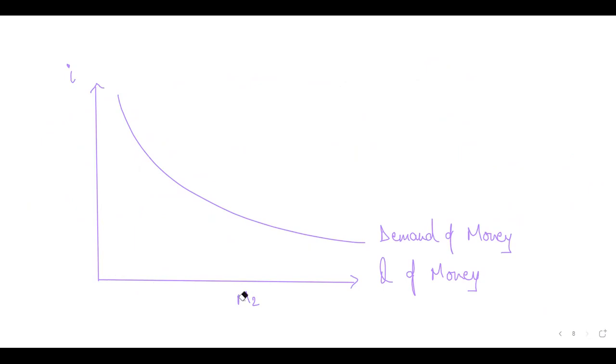Students, are you following me? According to liquidity preference theory, the supply of money would be fixed at any point in time. Therefore, it will be a straight vertical line like this. So this straight vertical line is money supply. This downward sloping line is demand. Where the demand and supply of money intersect, that is your equilibrium interest rate according to liquidity preference theory. Right, sure?